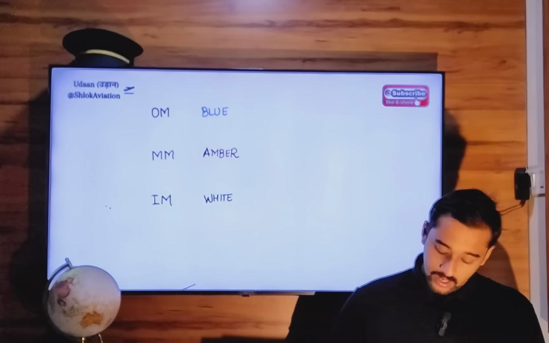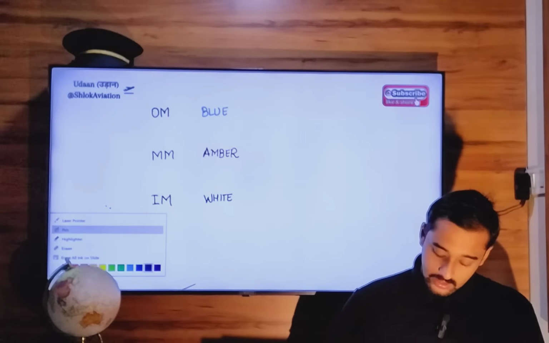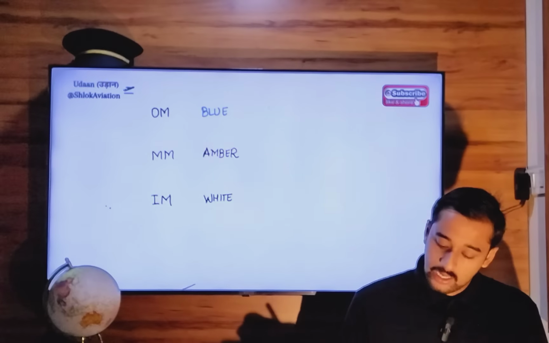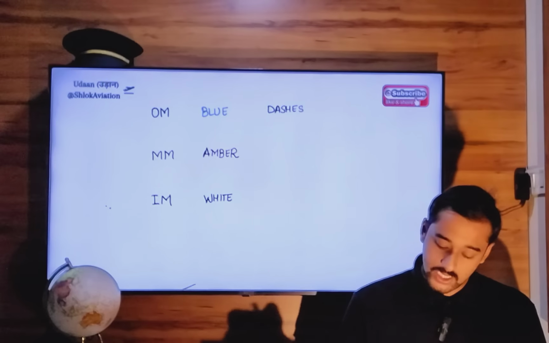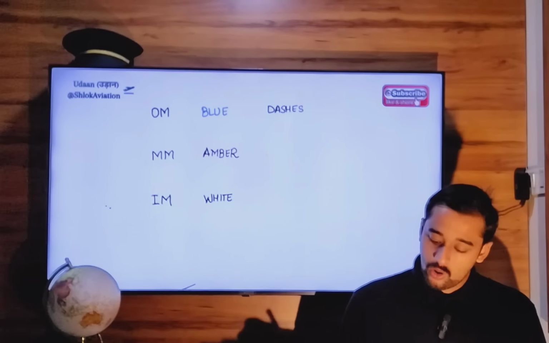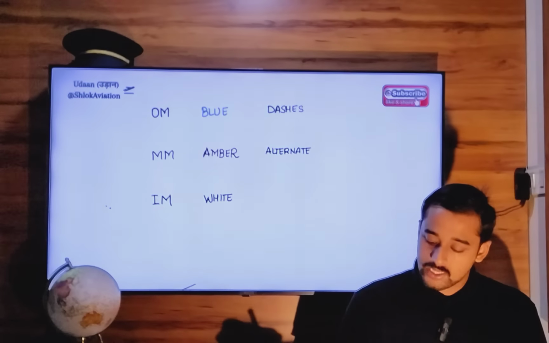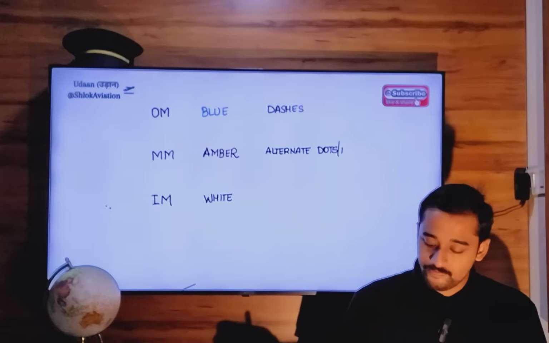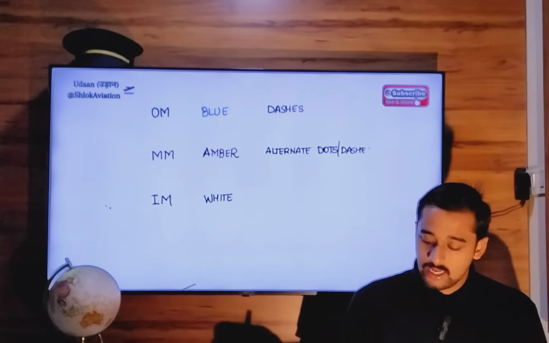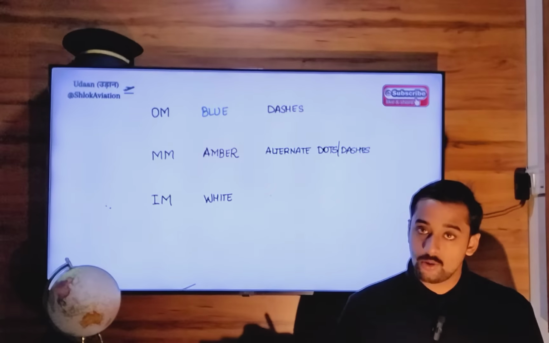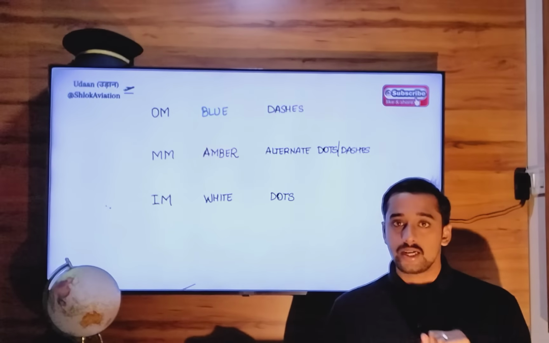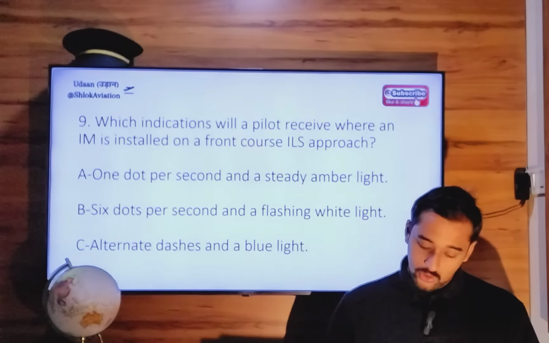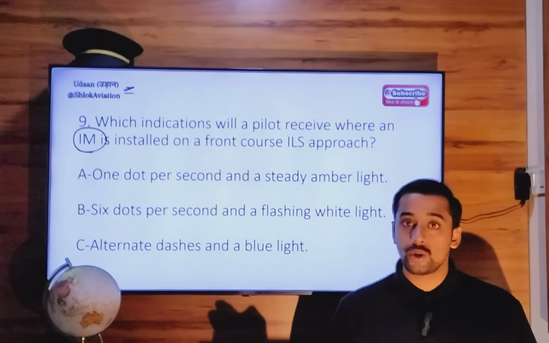Next, the outer marker will transmit a continuous series of dashes. Middle marker will transmit alternate dots and dashes. Inner marker will transmit a continuous series of dots. So you have to remember this, the color and the transmission. So here they have asked us information about inner marker.